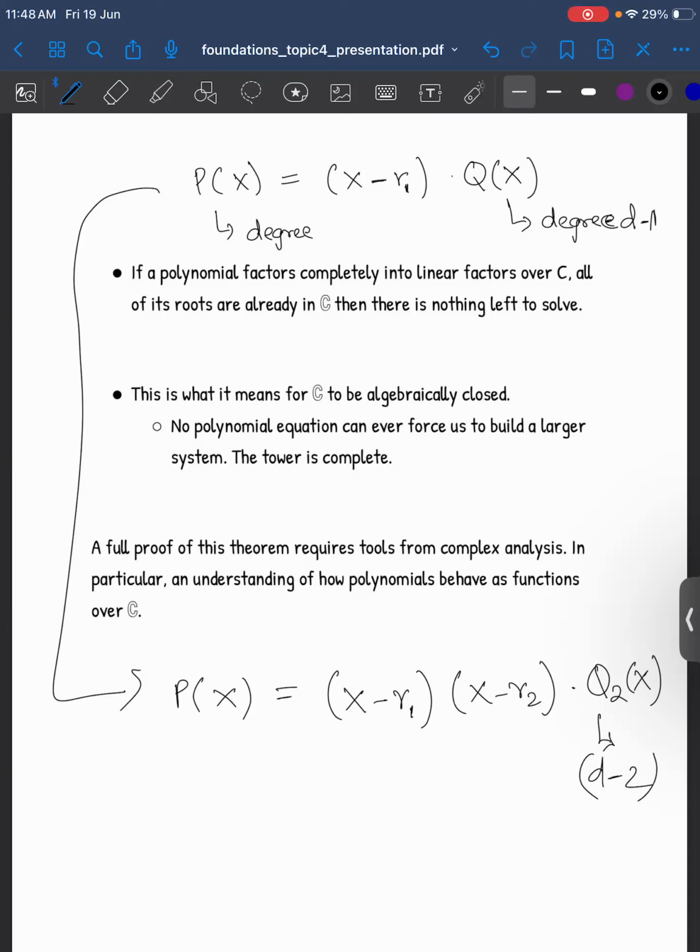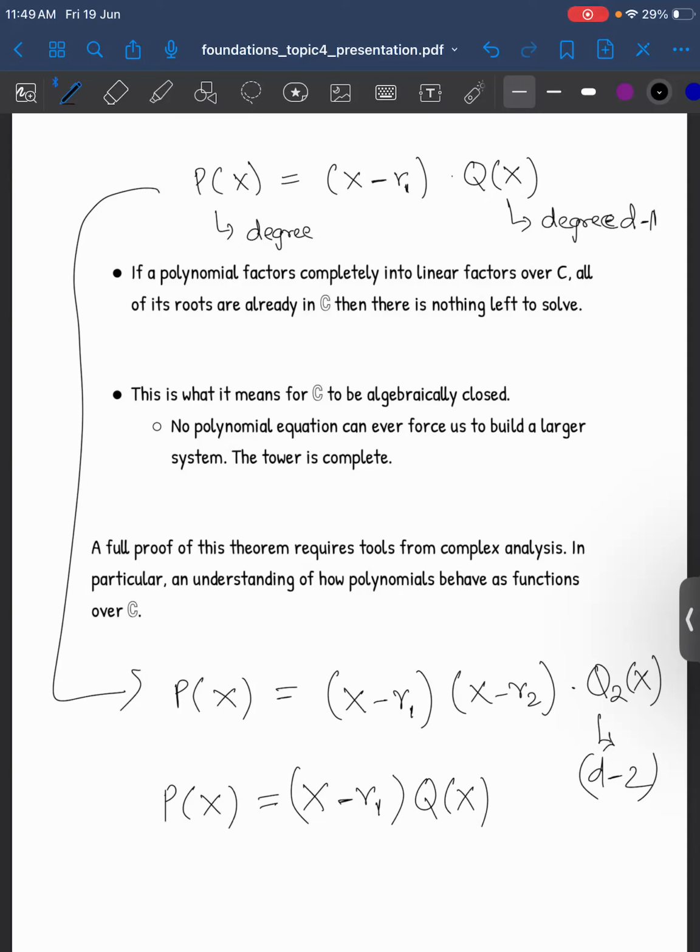So essentially, the fundamental theorem of algebra implies that a polynomial over complex numbers can be completely factorized into linear factors over the set of complex numbers. And this inadvertently means that all of its roots are already in the set of complex numbers and there is nothing left to solve. So in particular, you can see that if p of x is written as x minus r1 times q of x, then r1 is a root.